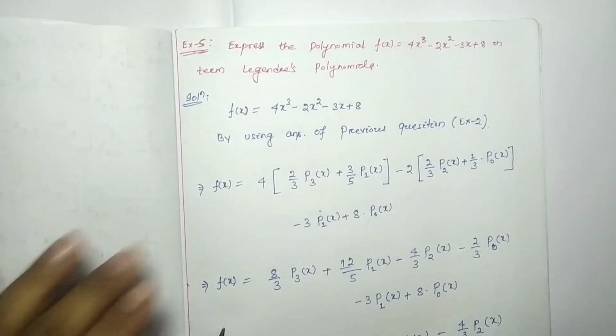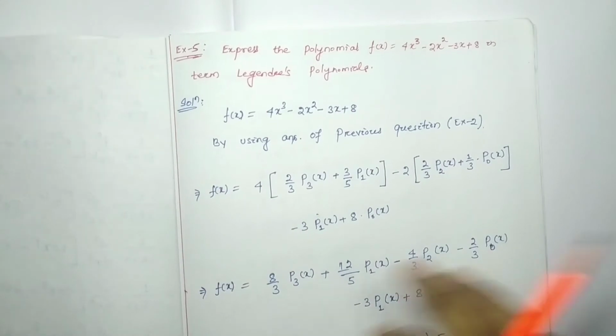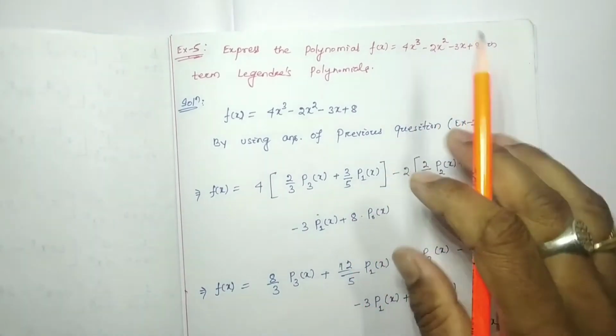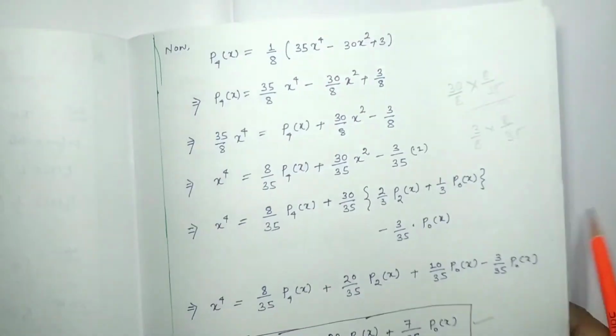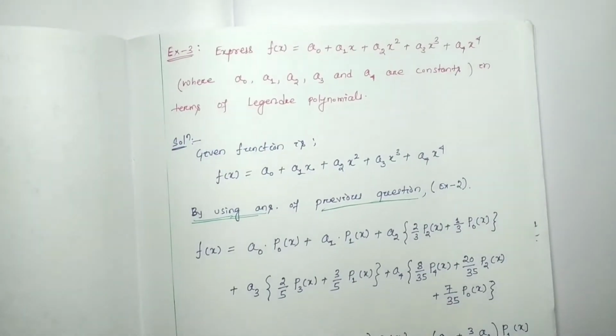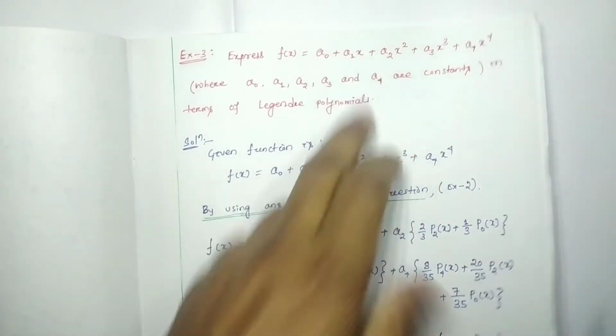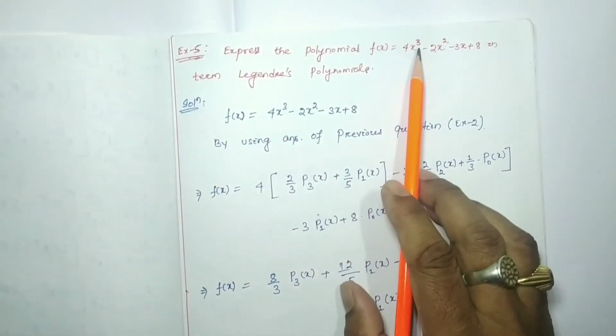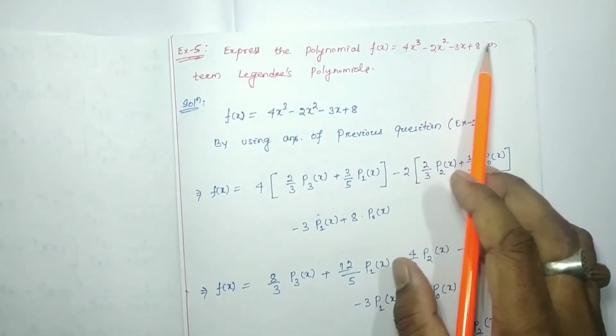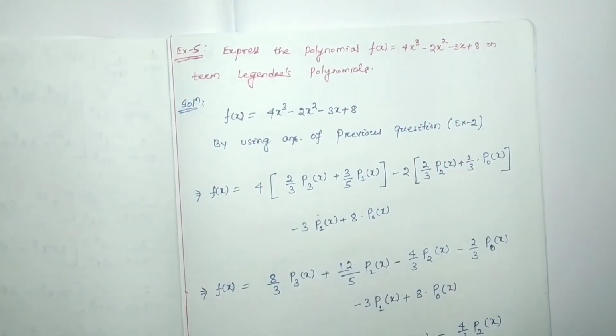Now we have to go for the next question. The next question is easy for you, since we have already done this type of question previously. Here you can see a0, a1, x like that, where values are given. So express the polynomial 4x cube minus 3x square minus 3x plus 8 in terms of Legendre polynomials.